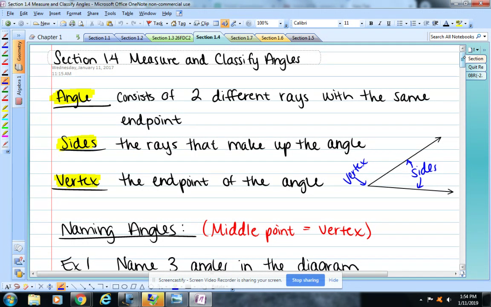And also you have two sides. The sides are made up by the line parts of the ray. So that's how we get an angle. It's formed by two rays. It has a vertex and it has sides.